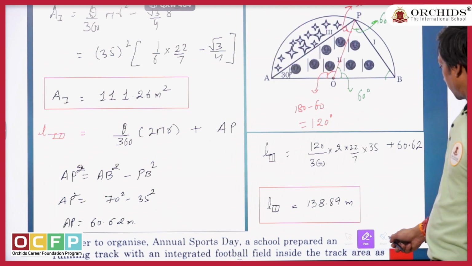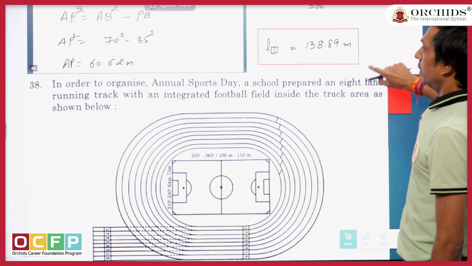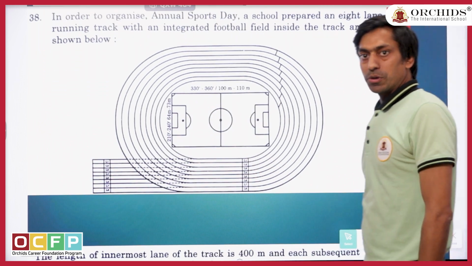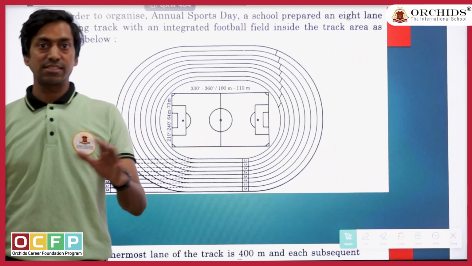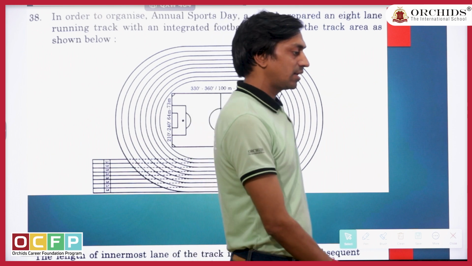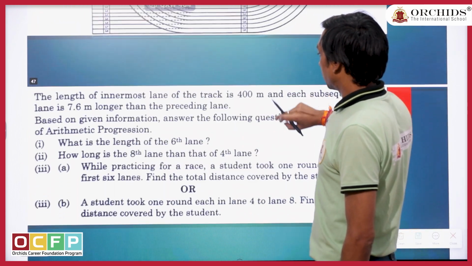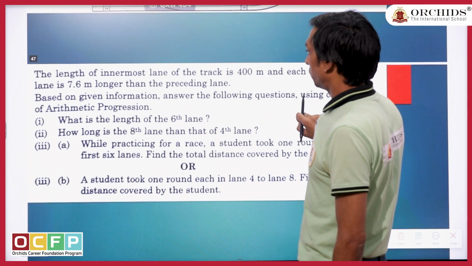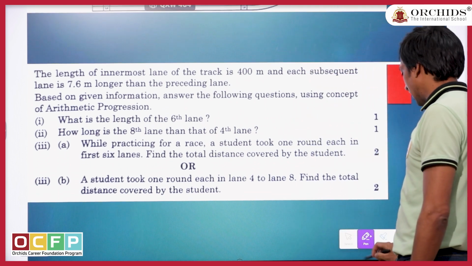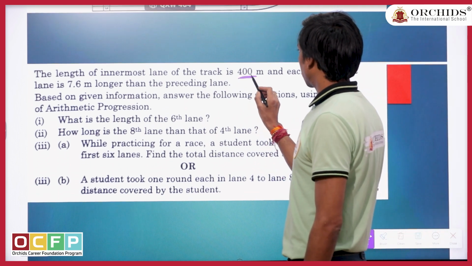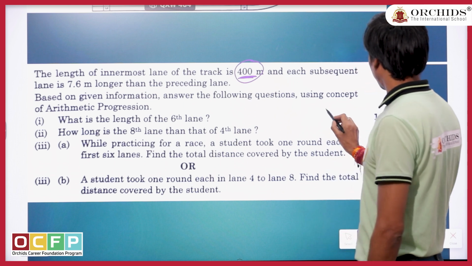Next we have a question from arithmetic progression. In this case, a running track is given, with different tracks. Based upon this information, what data is given? We have to find out. This is an arithmetic progression. What they are telling is that the length of the first track is given as 400 meters, which is going to represent our first term.